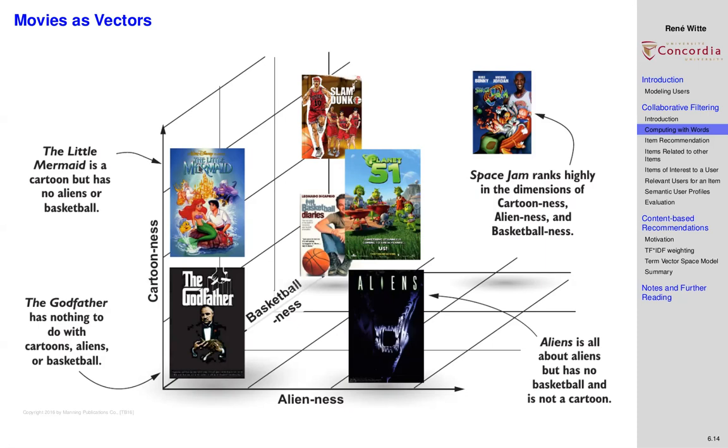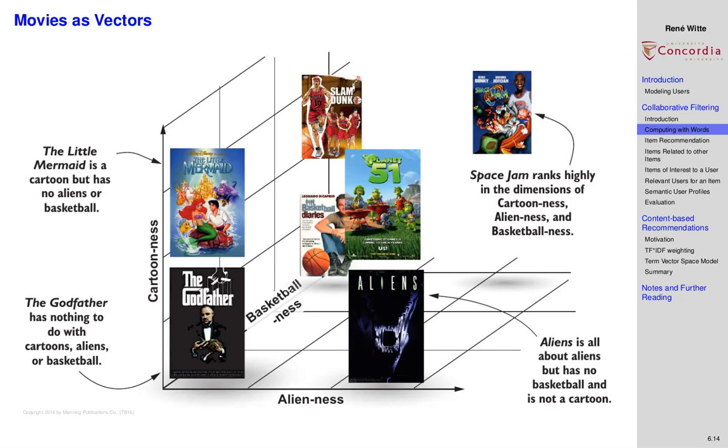On the other hand, if you look at The Little Mermaid, there are no aliens in there, well, assuming mermaids are not aliens, but there are lots of cartoons, and again, no basketball. So it sits high on the cartoon dimension, but low on the basketball and alien dimensions. And then we can take the movie Space Jam. Space Jam has aliens, cartoons, and basketball. So it's going to sit very high in all 3 dimensions.